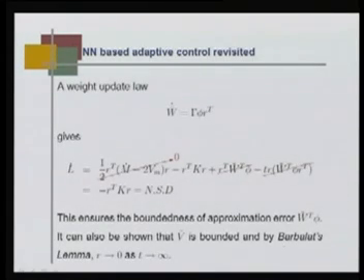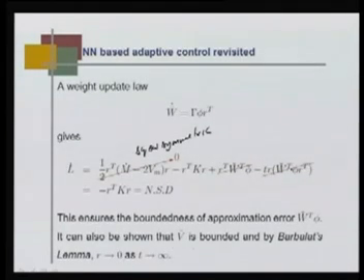So, if I take w hat dot as gamma phi r transpose, then, as I said, this term is 0 because of skew symmetry. If I select this, then this quantity is the same as that quantity, so they cancel out. So, the rate derivative of the Lyapunov function is minus r transpose k r. This ensures the boundedness of the approximation error w tilde transpose phi.